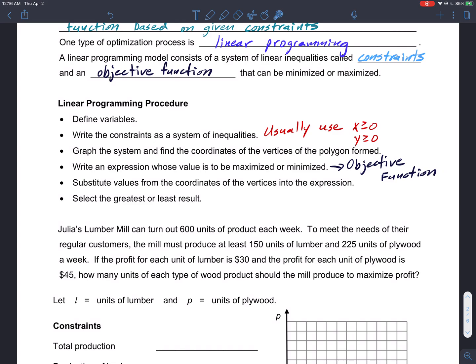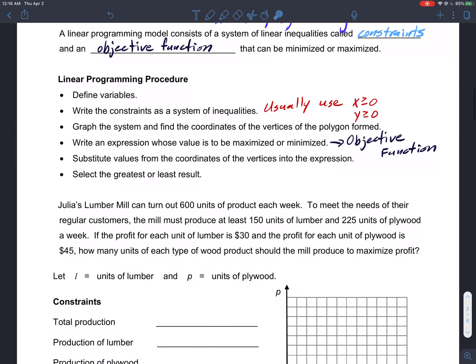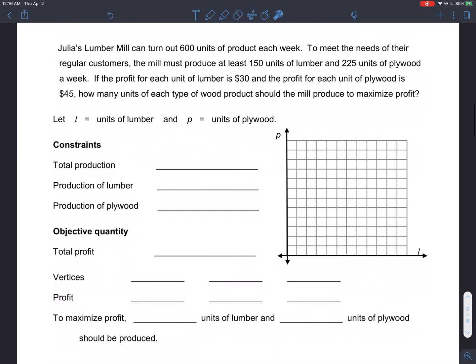Then once we have the graph and we have found the vertices, we plug the vertices into the objective function and we select the greatest or least based on what is being asked for. Okay, so with that process in mind, let's jump into this first example.